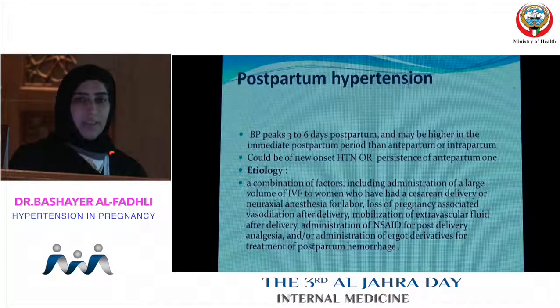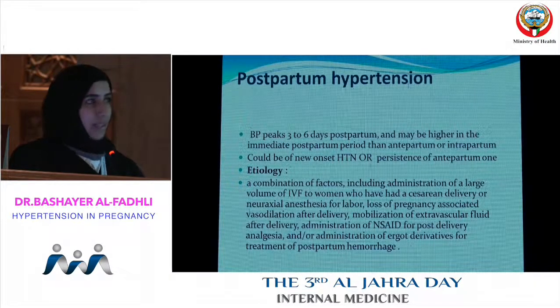Your job does not end with delivering the patient and that's it. There is something called postpartum hypertension. The blood pressure peaks again from 3 to 6 days postpartum, and it may be higher than in the antenatal period. This could be a new hypertension or persistence of the antepartum one.